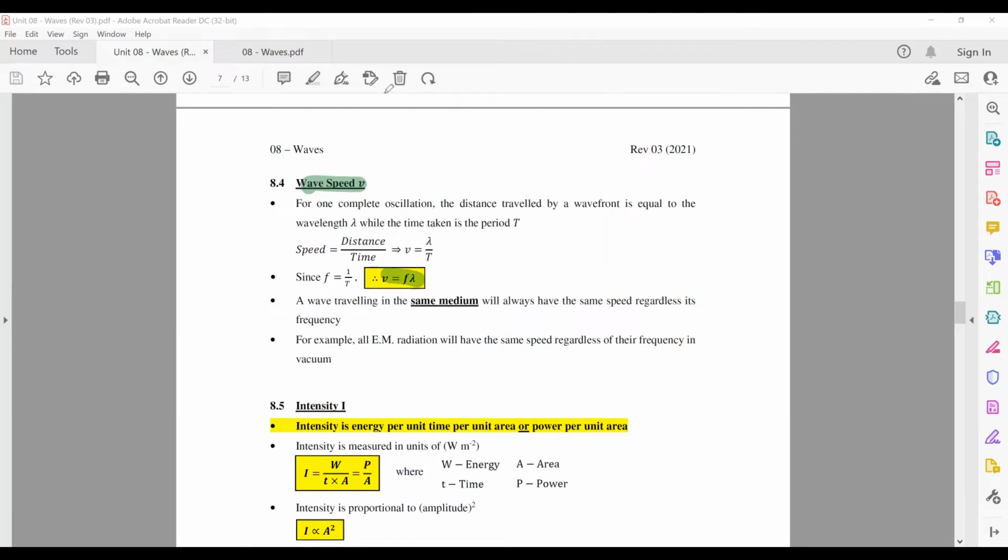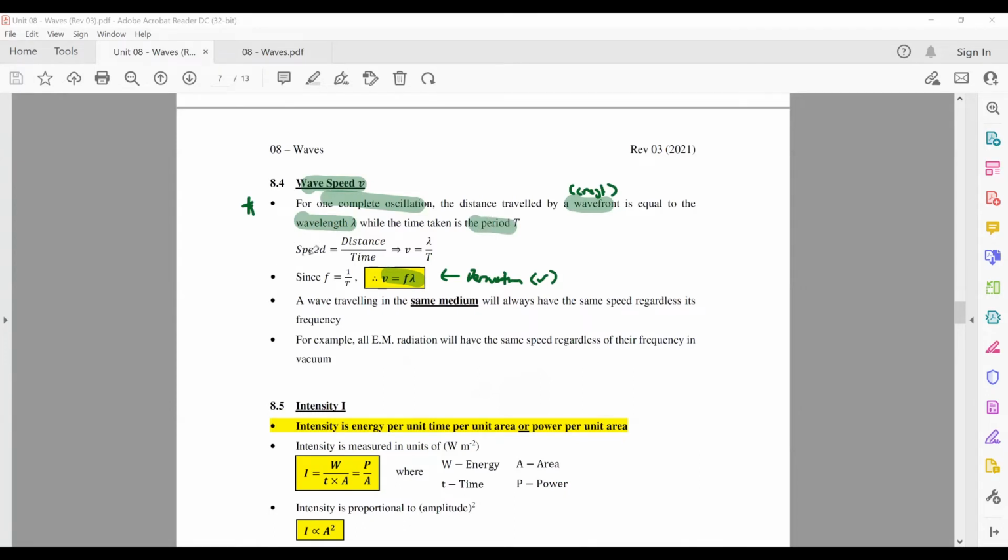And in your syllabus, you're required to know a little how they derive v equals f lambda. Okay. So the derivation for v equals f lambda is required in your syllabus. It's actually very simple. What you just need to remember is that for one complete oscillation, the distance traveled by a wavefront or a crest is equal to the wavelength, and the time taken is usually the period T.